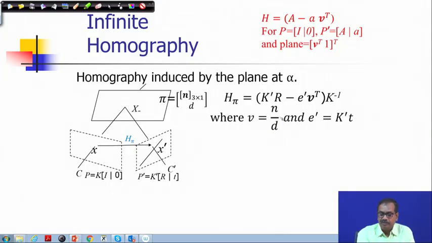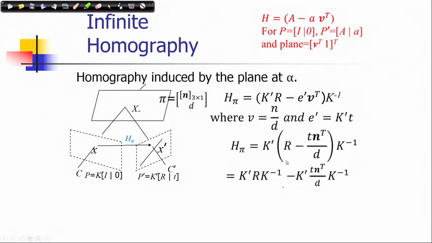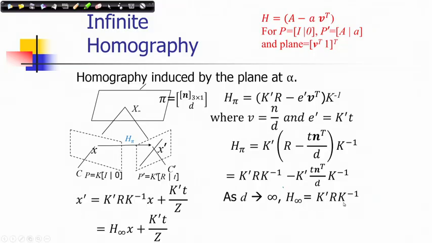So, V should be equal to N over D, and E prime is K prime T, from here. That is what E prime is, and then H pi, following this formulation, can be written in this form. You note that V is given by N over D. So, it is T N transpose over D times R. Finally, it is K prime R K inverse minus this. Now as D tends to infinity, H infinity is K prime R K inverse.